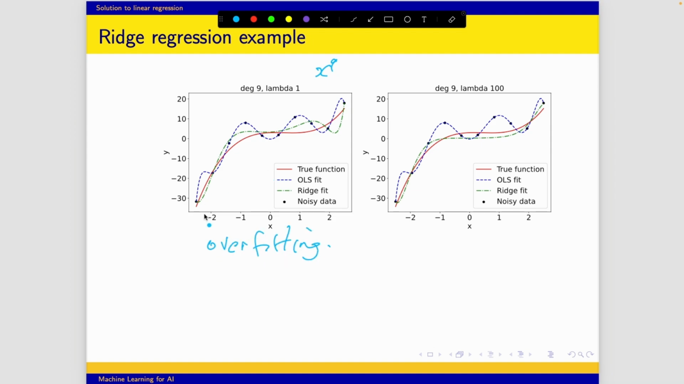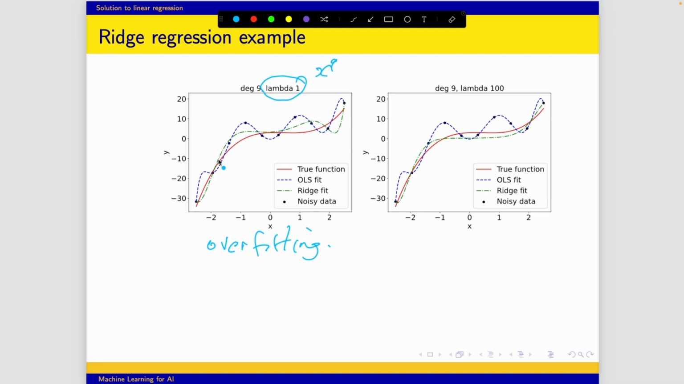Our model complexity is too high. Our functions are able to adapt to noise too well. So we want to restrict the sorts of functions that we allow to simpler functions. Now, if we use regularization with a value of lambda equal to 1, we get this green curve here.